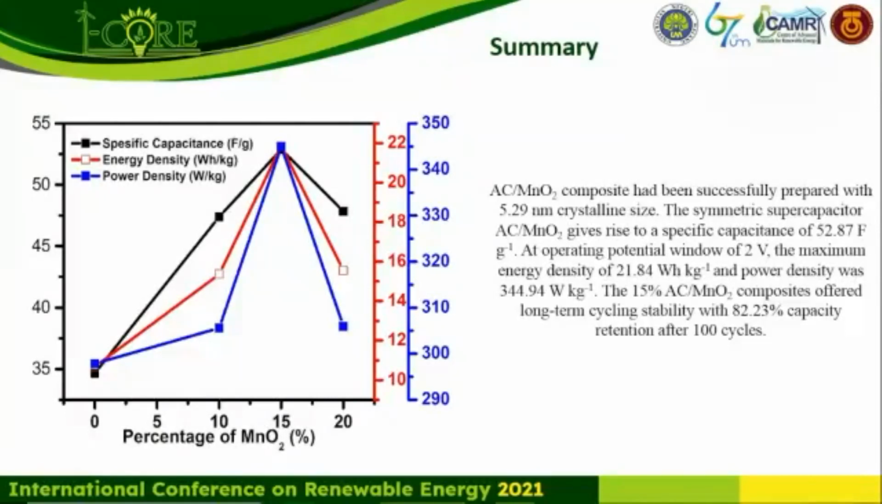At an operating potential window of 2 volts, the maximum energy density was 21.84 watt-hours per kilogram and the power density was 344.94 watts per kilogram. The 15% AC/MnO2 composites offered long-term cycling stability with 82.23% capacity retention after 100 cycles.